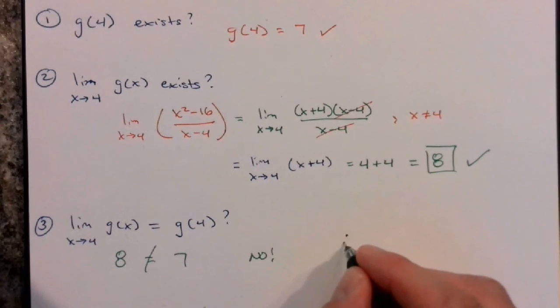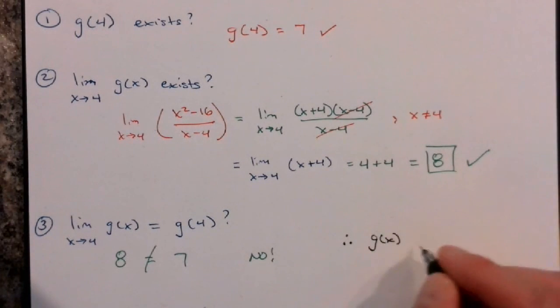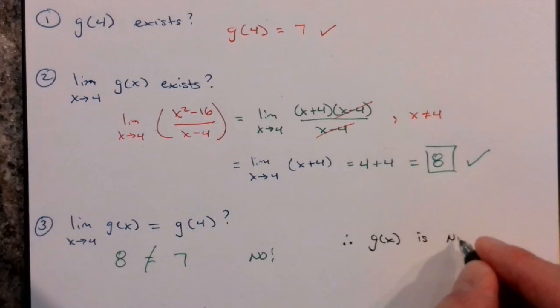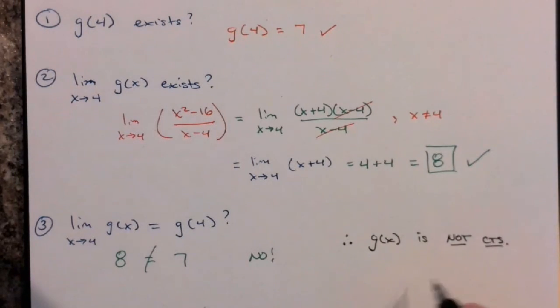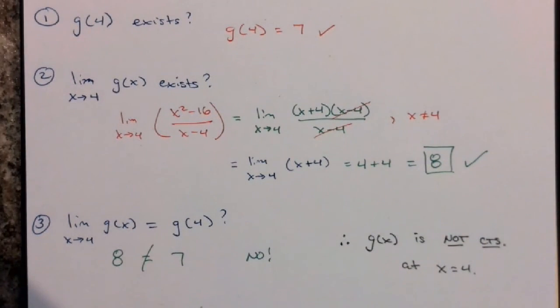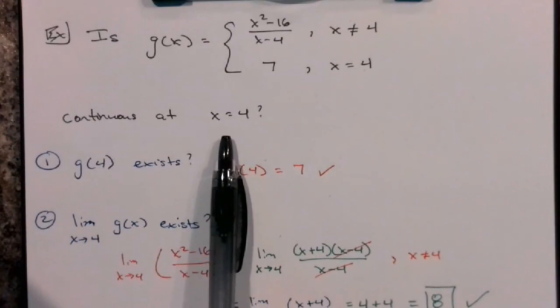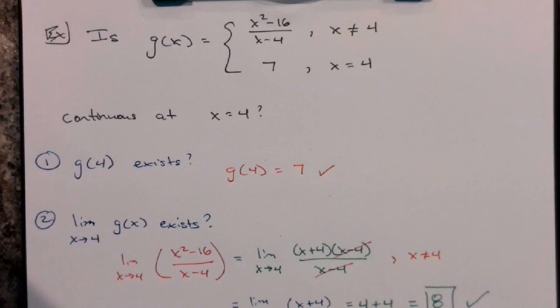So then, therefore, g of x is not continuous at, and we're talking about continuity at a point, so at x equals 4. So, I mean, you can kind of see where this came from, right? We asked if it was continuous at x equals 4. Now, if it was at a different x value, this function would be continuous at those points.